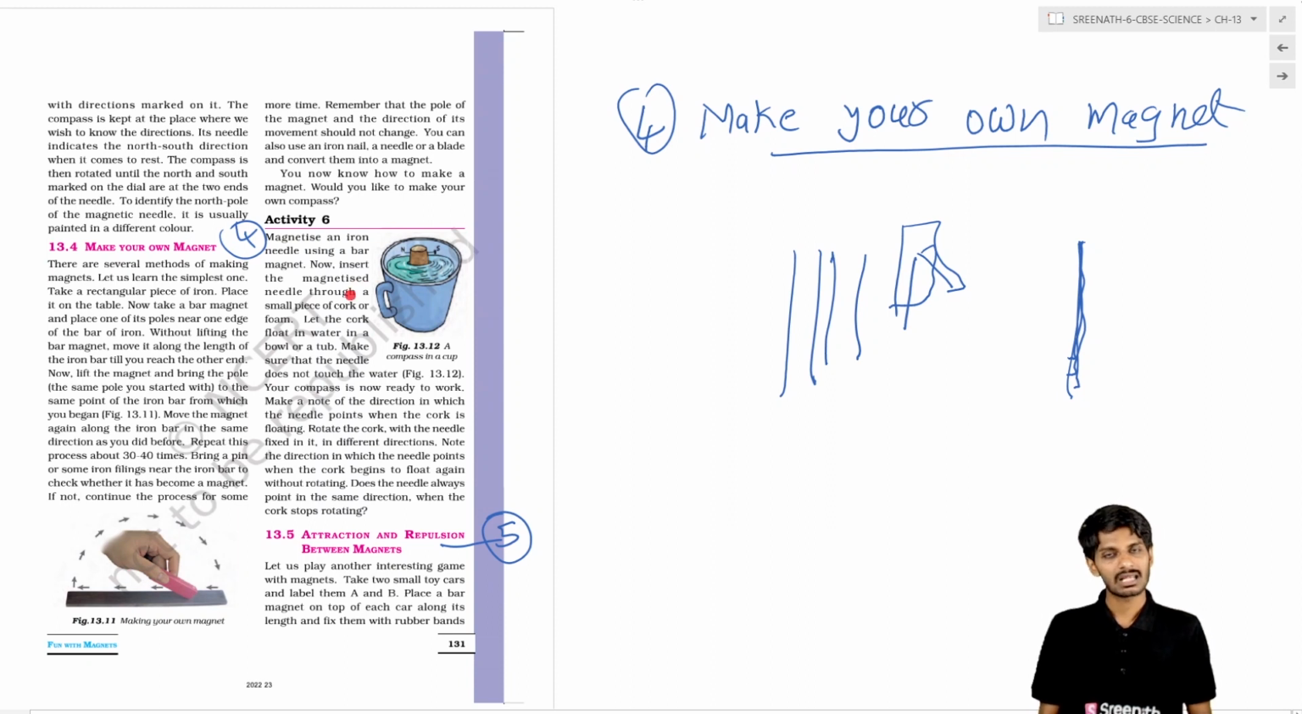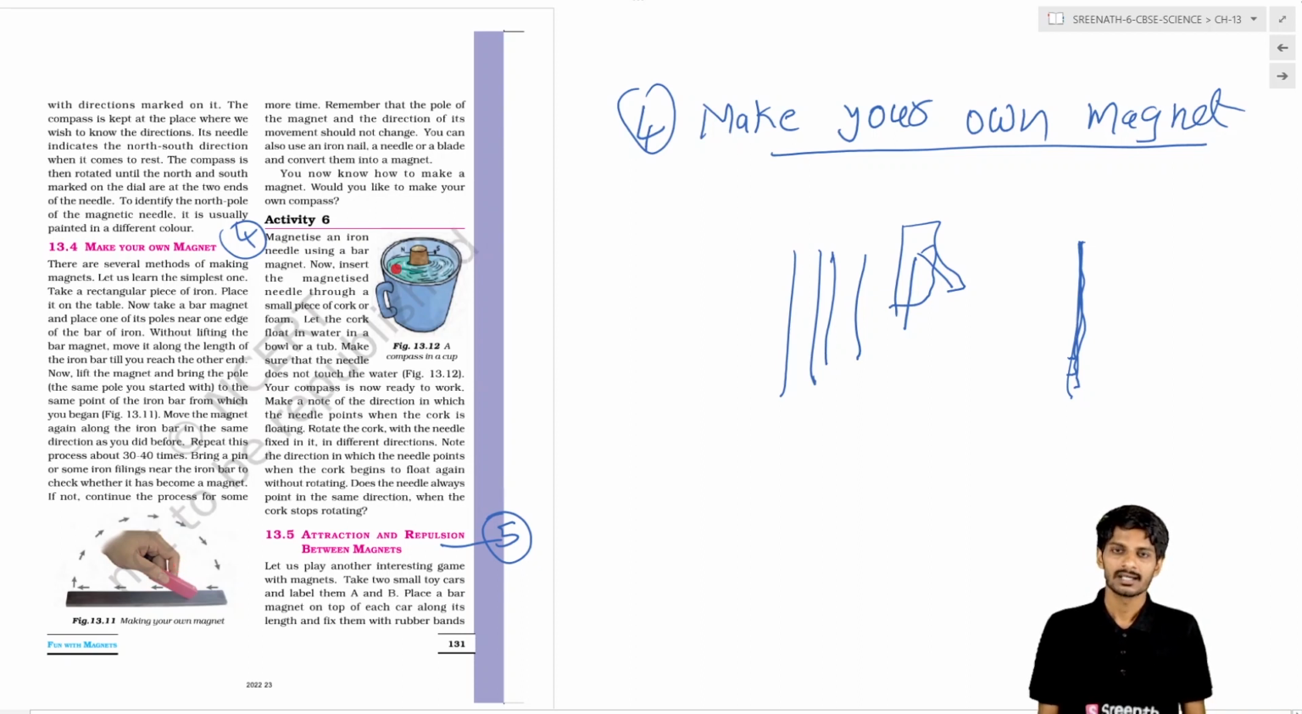Okay, and you can also make your own compass. How? Suppose you take a small needle and magnetize it in this manner. You have to magnetize that iron needle also. After magnetizing it, what will happen? That iron needle will act as a magnet.